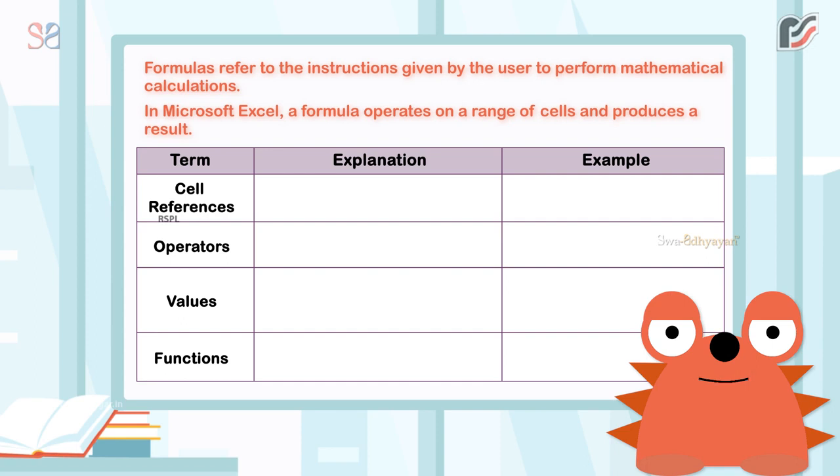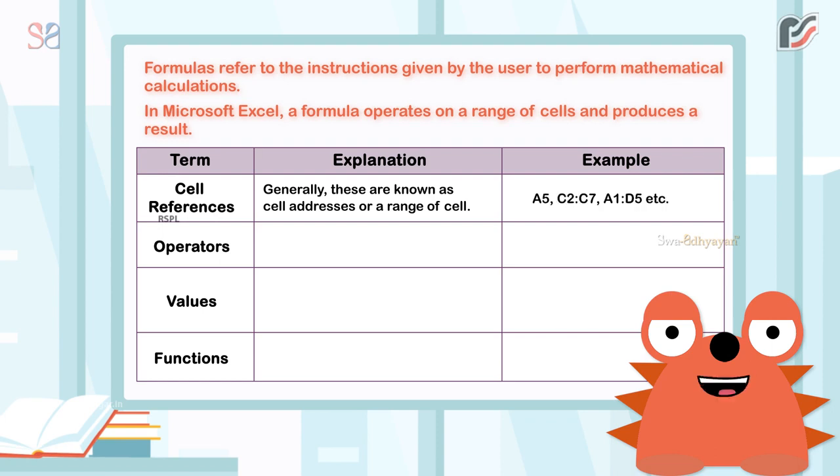So let's see what the meaning of cell reference is first. Generally, these are known as cell addresses or a range of cells. Let's see how it looks. That's great. Moving forward to operators, they are symbols that guide the specific calculations to be performed, which we even use in mathematics, like addition, subtraction, etc.